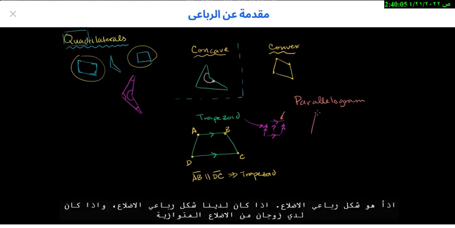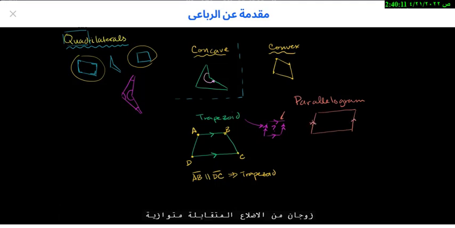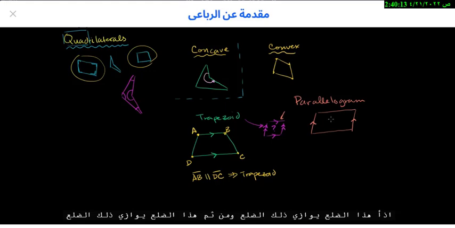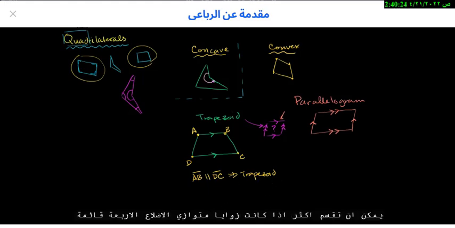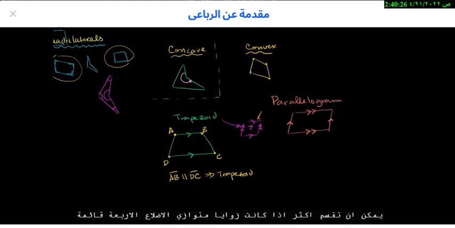Bit bigger. So it's a quadrilateral. If I have a quadrilateral, and if I have two pairs of parallel sides, so the opposite sides are parallel, so that side is parallel to that side, and then this side is parallel to that side there, you're dealing with a parallelogram. And then parallelograms can be subdivided even further.